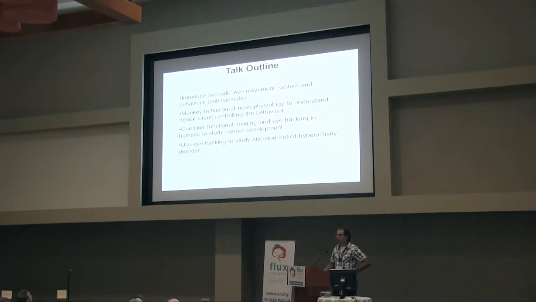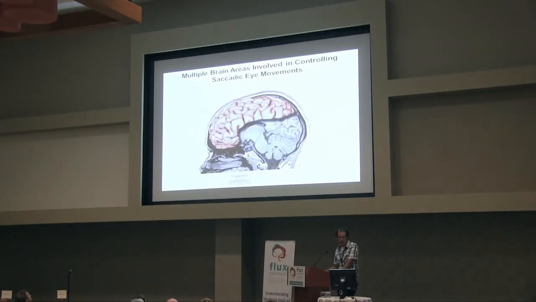And then I'm going to introduce just a bit of monkey neurophysiology in a bit more detail than what Bea showed, to really establish a couple of critical correlates that I then want to show you how we can exploit when we go to human combined imaging and eye tracking. And then I'll show you some examples where we've actually done this with subjects with attention deficit hyperactivity disorder.